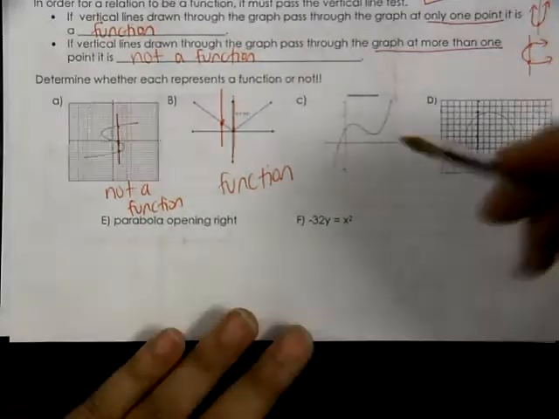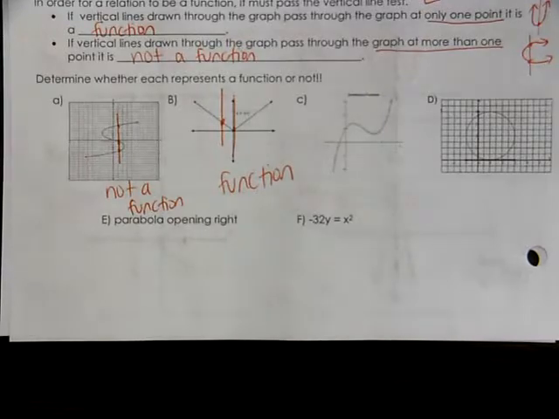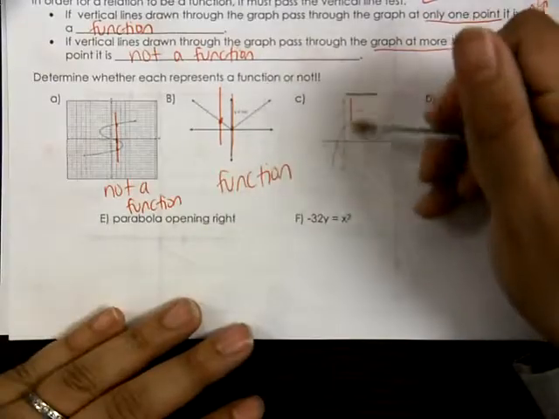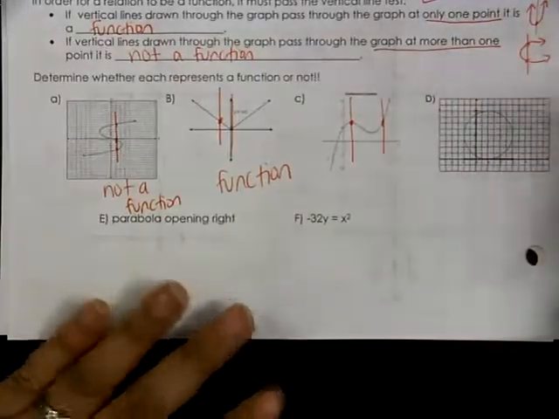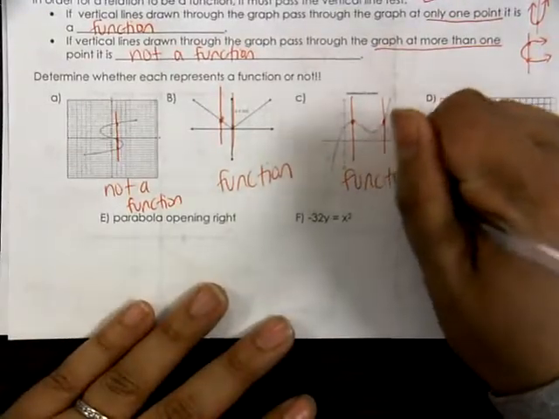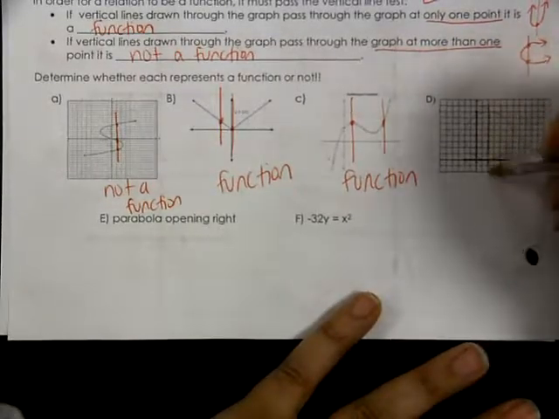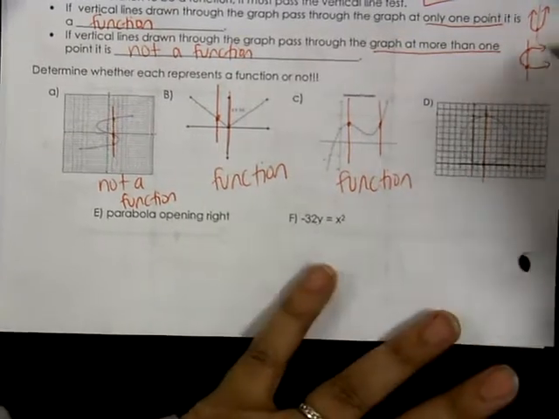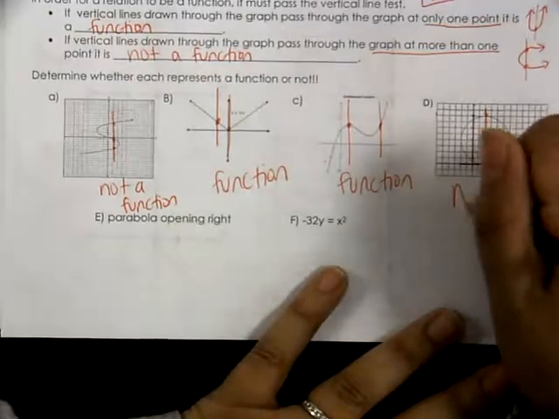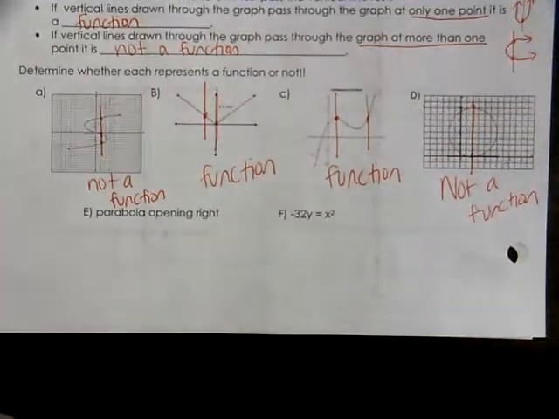C is the same idea, although it kind of looks similar to the shape on letter A. It's more stretched out, and so nothing is stacked on top of each other. No matter how I draw my vertical line, it only hits it once. So this is a function again. It's kind of a cubic type function. The last one's a circle, and a circle is not a function because no matter what, on pretty much almost every spot, it hits it twice. So that's not a function. You can also just write yes or no if you don't want to write it all out.